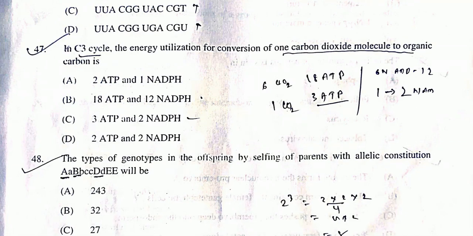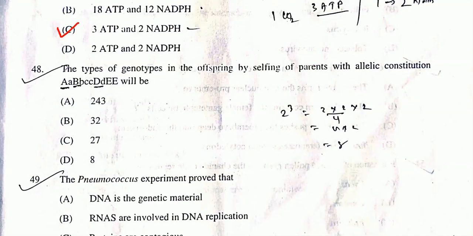Coming to question number 47. In the C3 cycle, the energy utilization for conversion of one carbon dioxide molecule to organic carbon: you will get 3 ATP and 2 NADPH. Coming to question number 48.